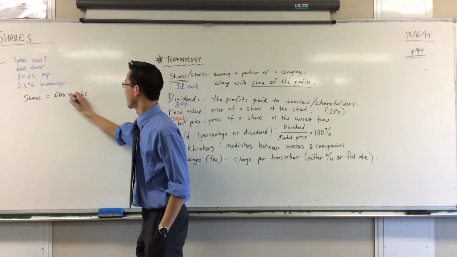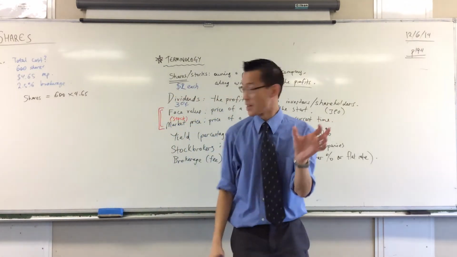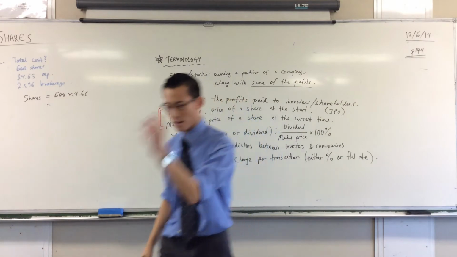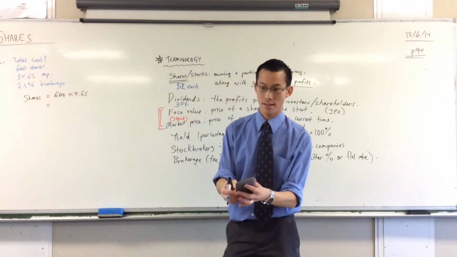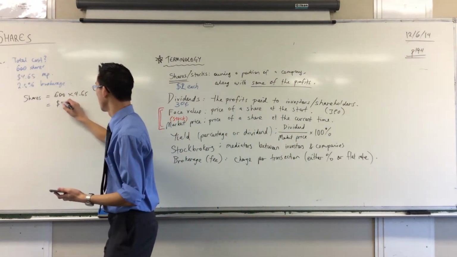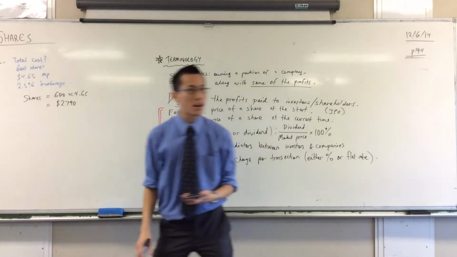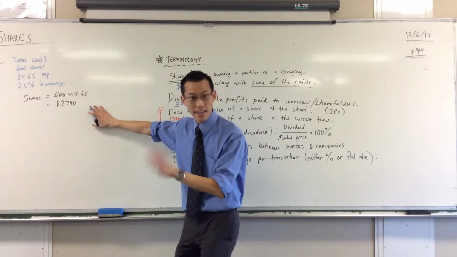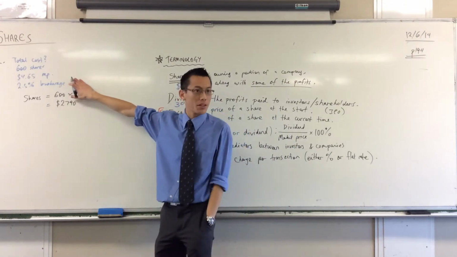Good. Okay, calculator, right? So you get that out. This is going to give you a number. Yes? 2790. Great. Okay, you can verify that. Right? Now that's the first stage. That's how much the shares themselves cost. Now we have to work out what the cut is.